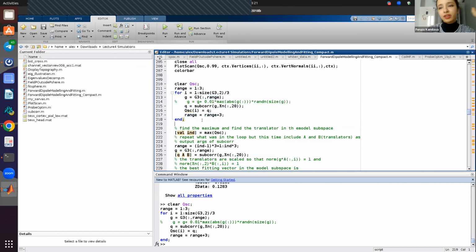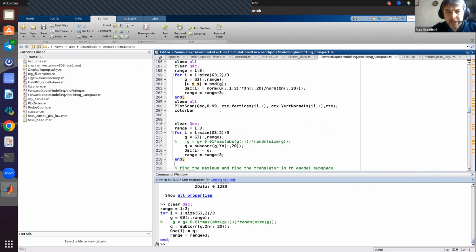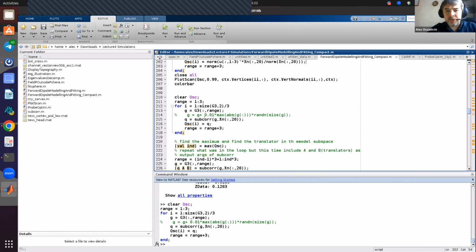Sorry, yeah, I'm a bit lost. Are we doing the task where we should fit one dipole? No, it's still one dipole, but here I did what I explained in the lecture, which is subspace correlation. I'm just trying to teach you the idea that this is the same as subspace correlation, okay?